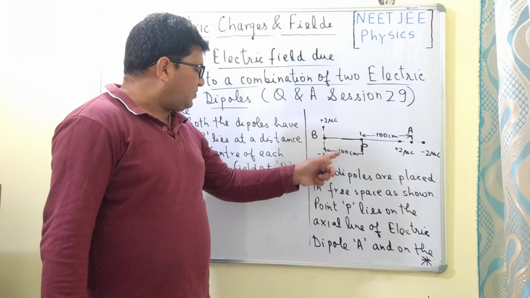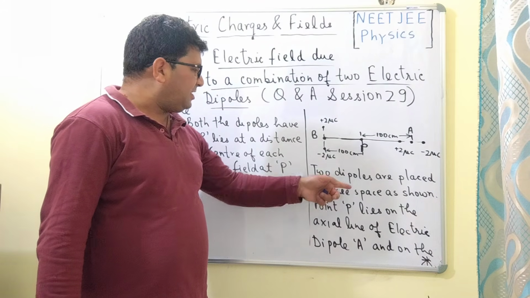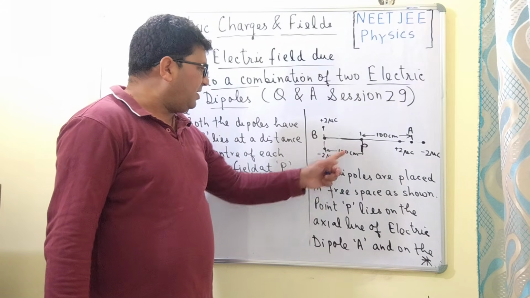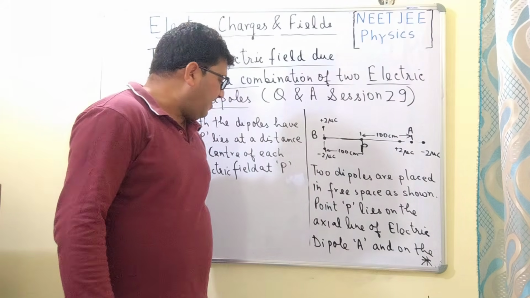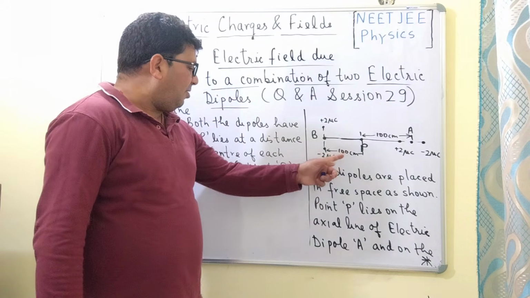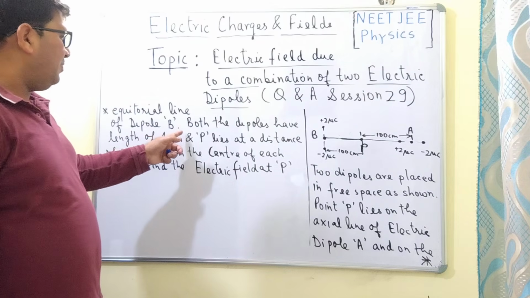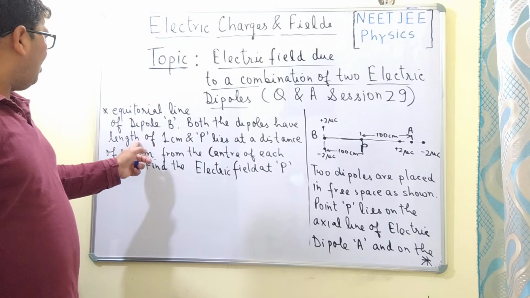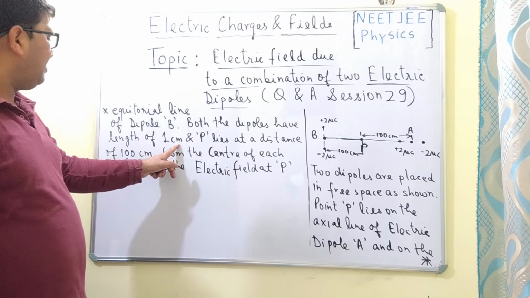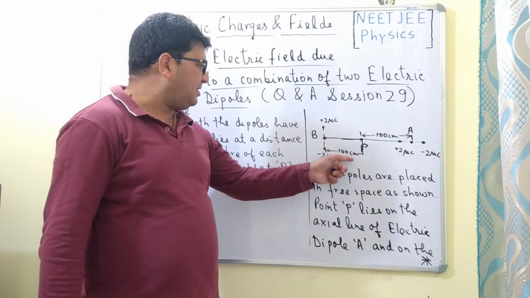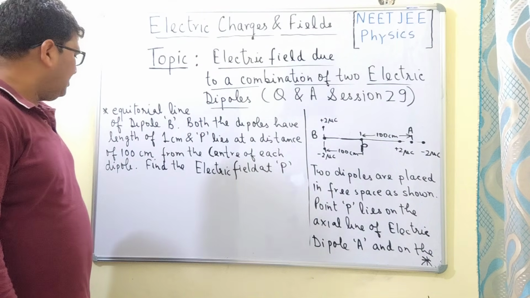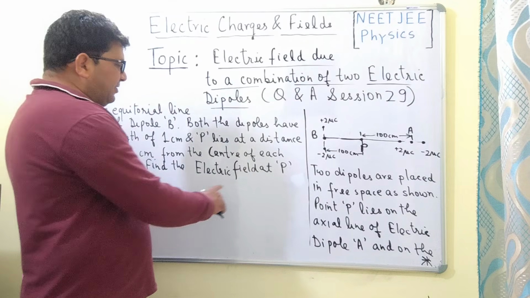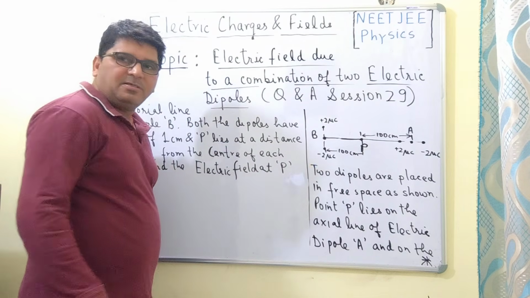The question here is, two dipoles are placed in free space as shown in this figure. Point P is lying on the axial line of dipole A and on the equatorial line of dipole B, and both the dipoles have a dipole length of 1 centimeter. Point P is lying at a distance of 100 centimeter from the center of each dipole. We have to find the resultant electric field at the point P.